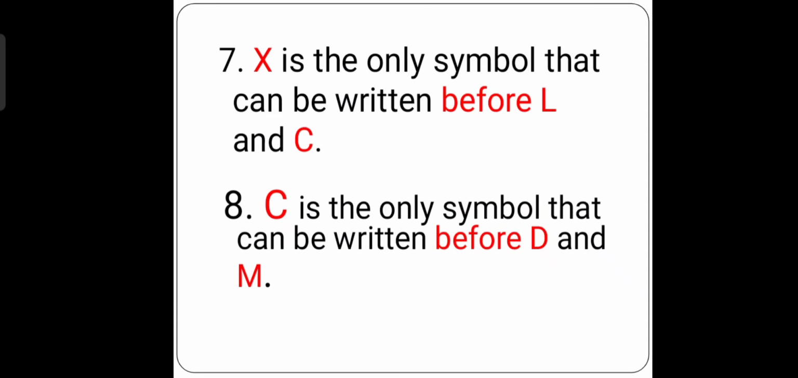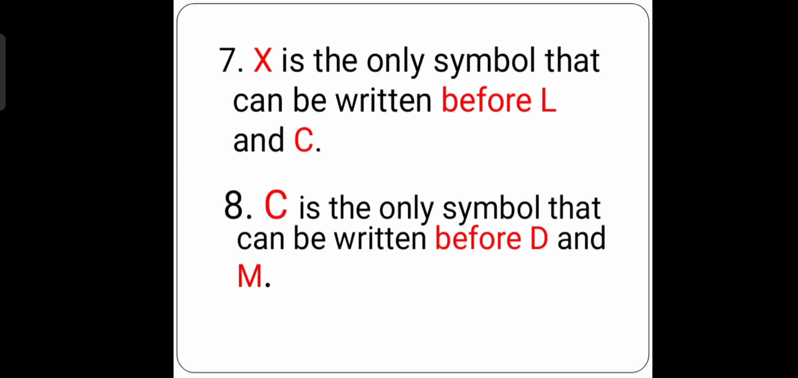Okay. Next, C is the only symbol that can be written before D and M. So, ang masuwat ra pud nato before sa letter D is letter C, and then sa M pod is letter C. CD equals 400 because D is 500, and then before C, so we will have to subtract minus 100, it is 400, and then CM is equal to 900 because we are also going to subtract since letter C is lesser than M.